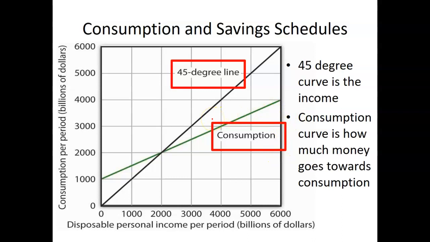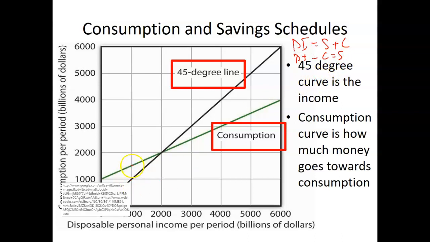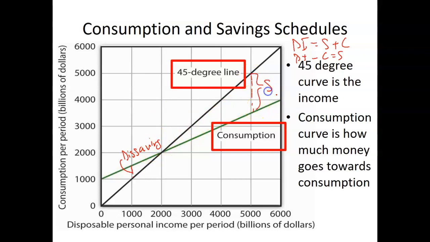Now again, we can identify our savings because disposable income equals savings plus consumption, and we can mix this around. So disposable income minus consumption equals savings. When my consumption right here is larger than my actual income, I have what's called dis-saving, or negative savings. And then as I go along, now my income is greater than my consumption. So here, this would be the value of savings. We don't really need a savings schedule because we can identify this already.